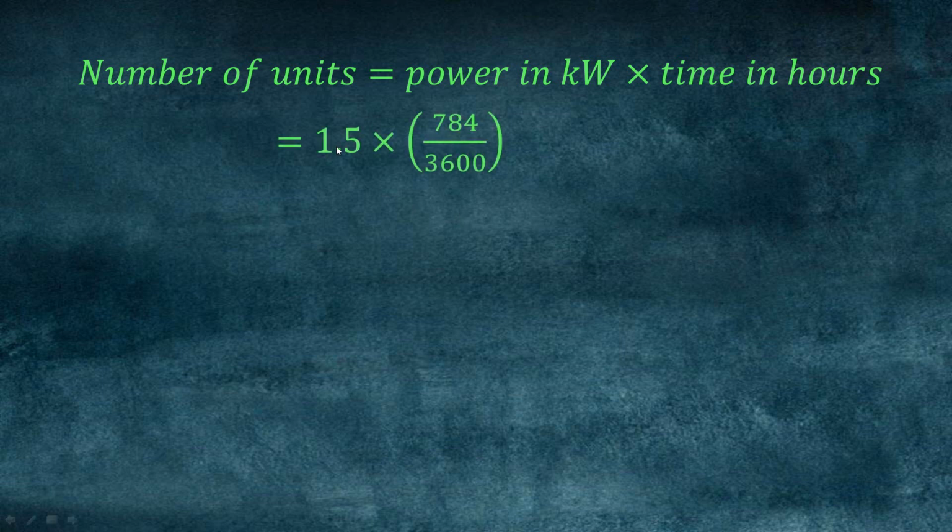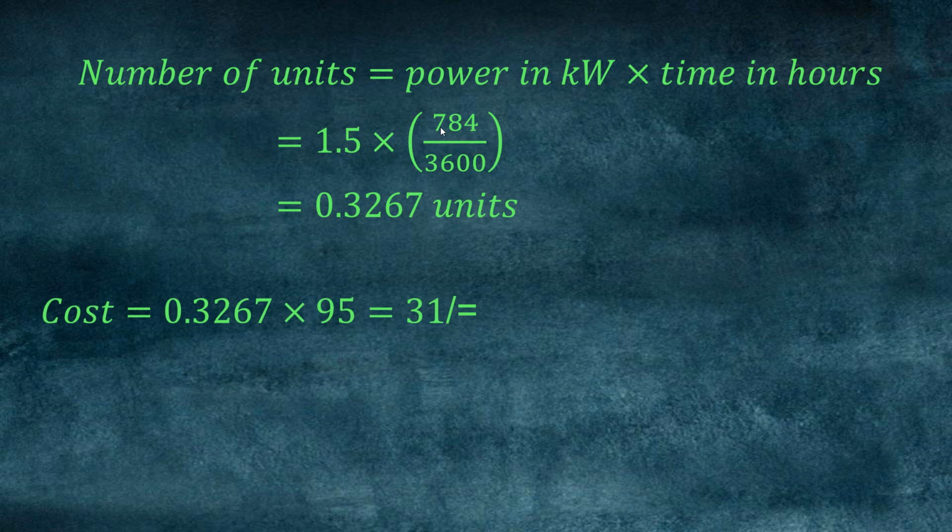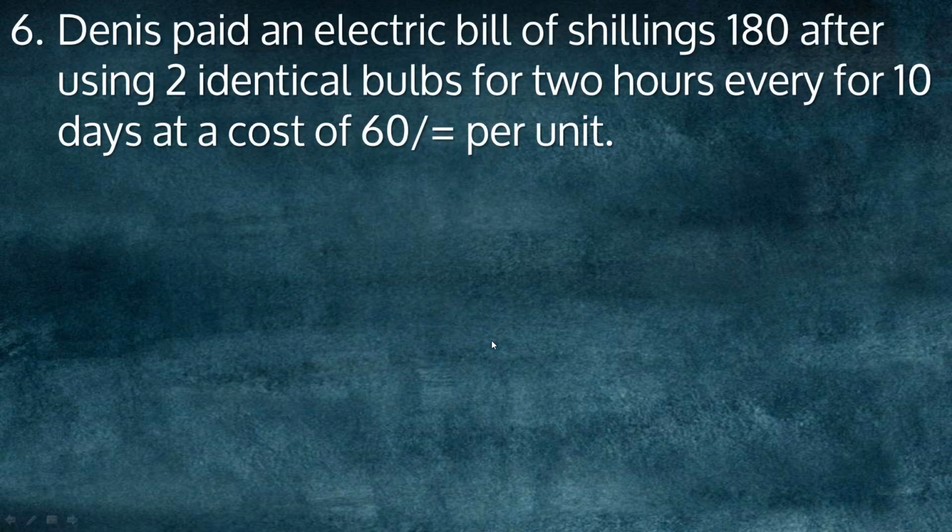The power is 1.5. The time in hours, you get this divide. We had 784 seconds. So to convert to hours, you divide by the number of seconds in 1 hour, which is 3600 seconds. And we end up with 0.3267 units. So the cost will be the number of units times the unit cost, which will be 31 shillings.